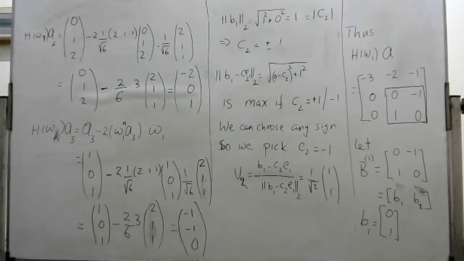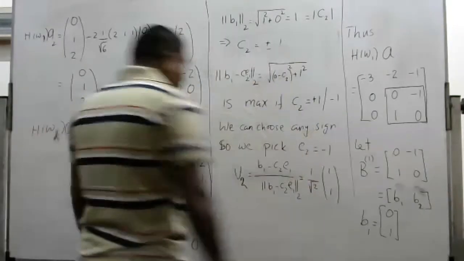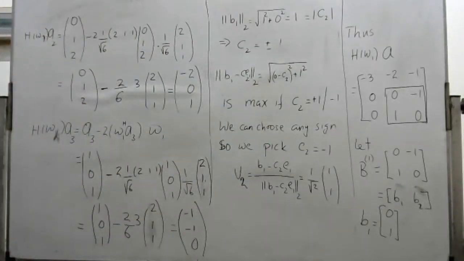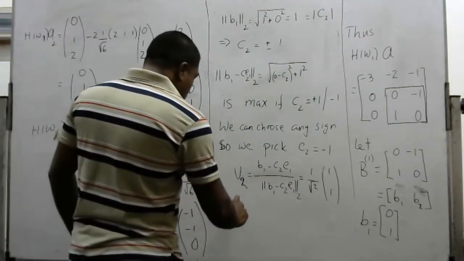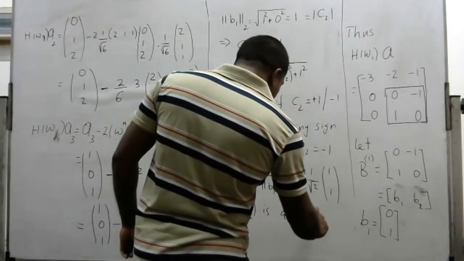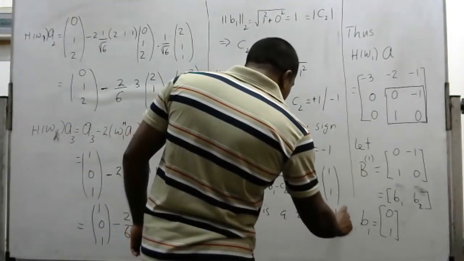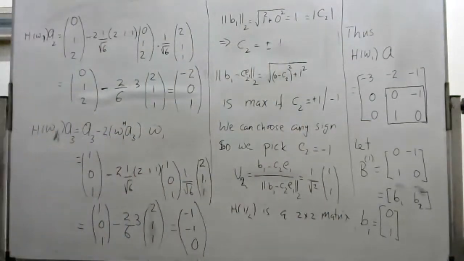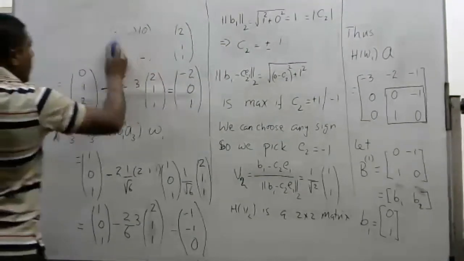So now what I have to do is, but my V2 is a 2 cross 2 matrix. But remember, I want to have an elementary Hermitian matrix of size 3 cross 3. Right? So I have HV2 as a 2 cross 2 matrix. So basically I want to expand this and get a big matrix.